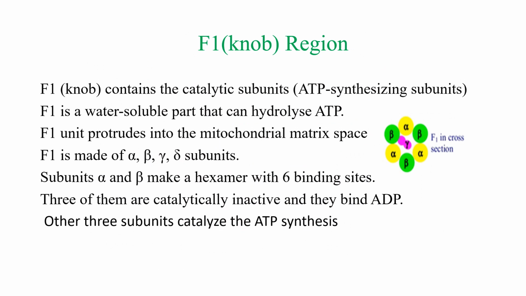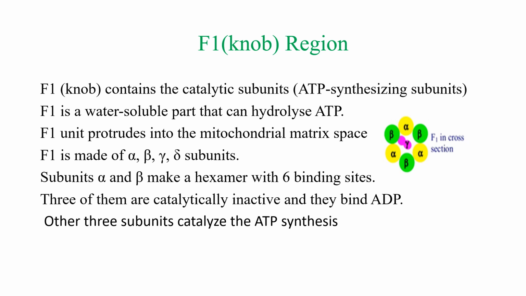The F1 knob-like structure contains the catalytic subunits, that is the ATP synthesizing subunits: 3 alpha subunits, 3 beta subunits, and it also has gamma and delta subunits. This F1 is a water soluble part, which protrudes from the membrane into the matrix, and it can catalyze the synthesis of ATP.